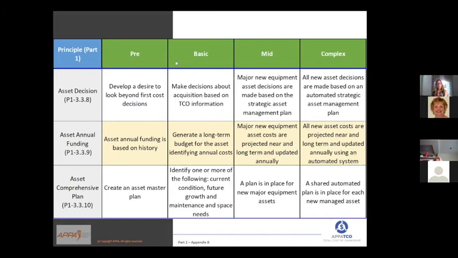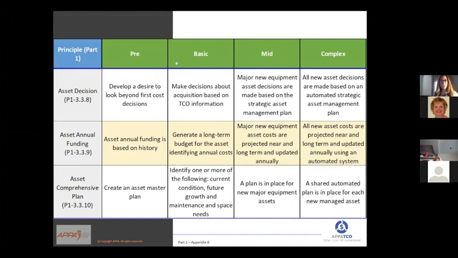So this really outlines what you need to do, first what's our pre-work, and then where you are: basic, mid, or complex. I'll ask the question, where do most of you think that you are on the asset annual funding? Do you think you're basic, mid, or complex? Go ahead and put that in the chat because I don't think I can hear anybody. Boz, you're at mid. Great.